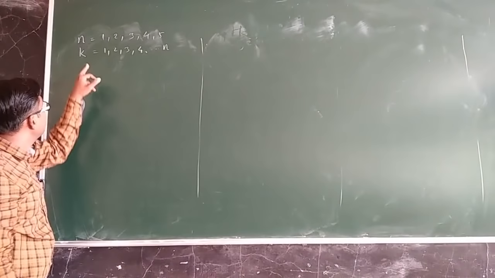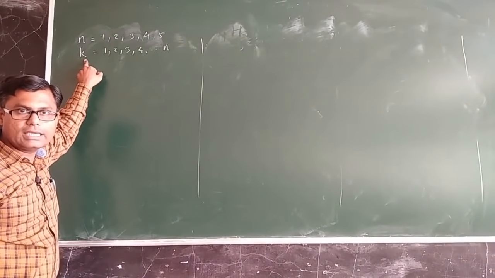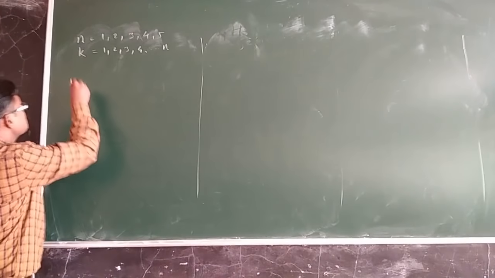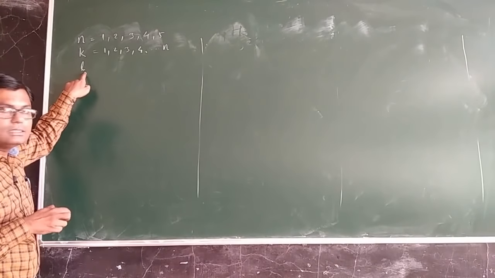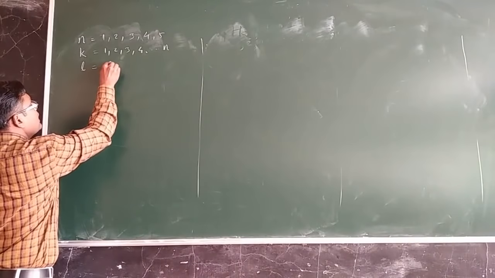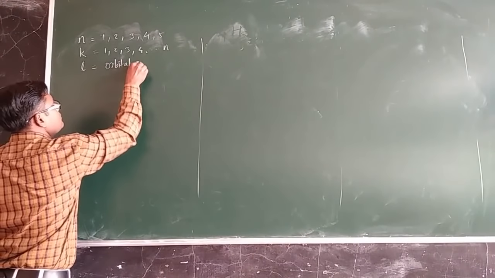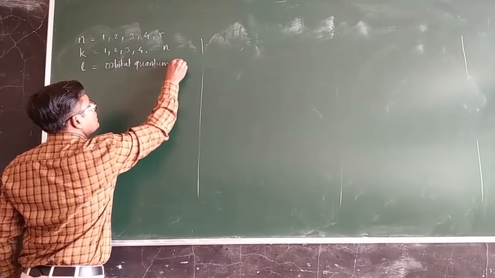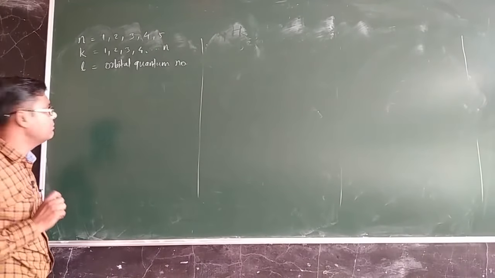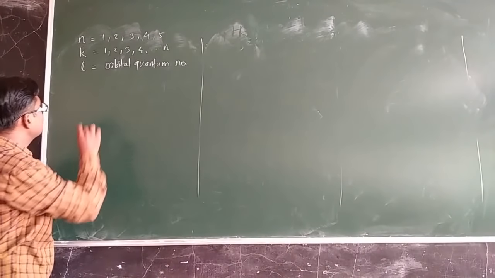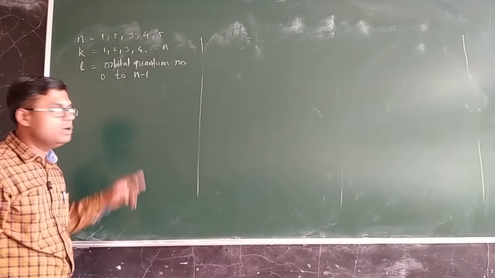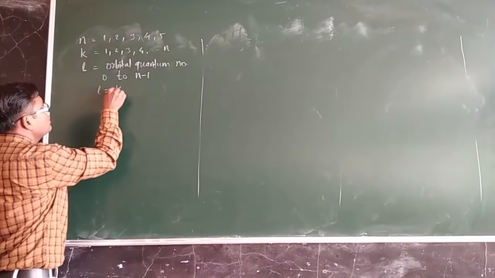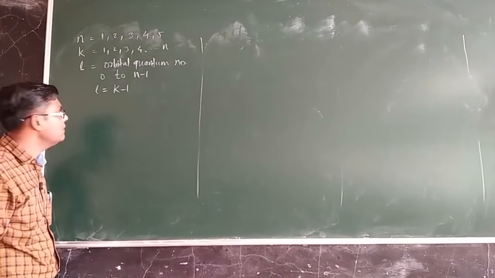Now what we will do is replace this azimuthal quantum number symbol k and introduce another quantum number, denoted by L. So hereafter we will be using this symbol L. This is called the orbital quantum number. It can take the values from 0 to n minus 1, and the value of L is such that L is equal to k minus 1.